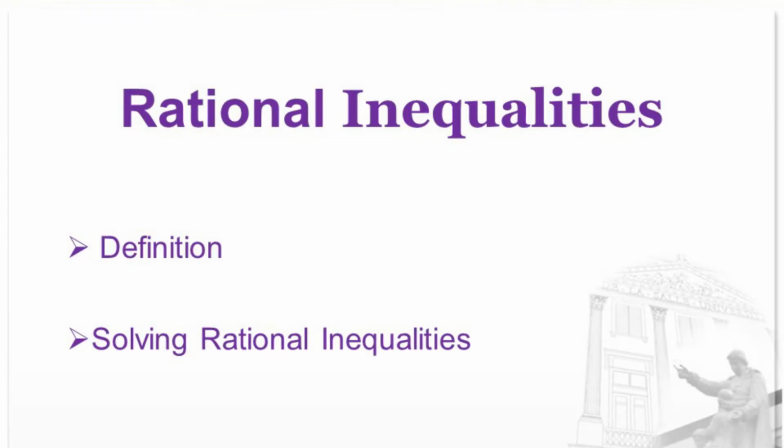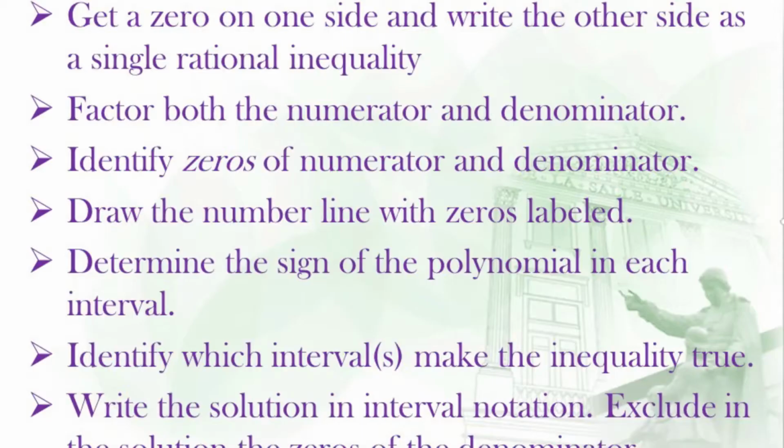So the next topic will be rational inequality. So under that, definition, and then how do we solve rational inequality? These are the following procedures in solving rational inequalities. The first one is get a zero on one side and write the other side as a single rational inequality.